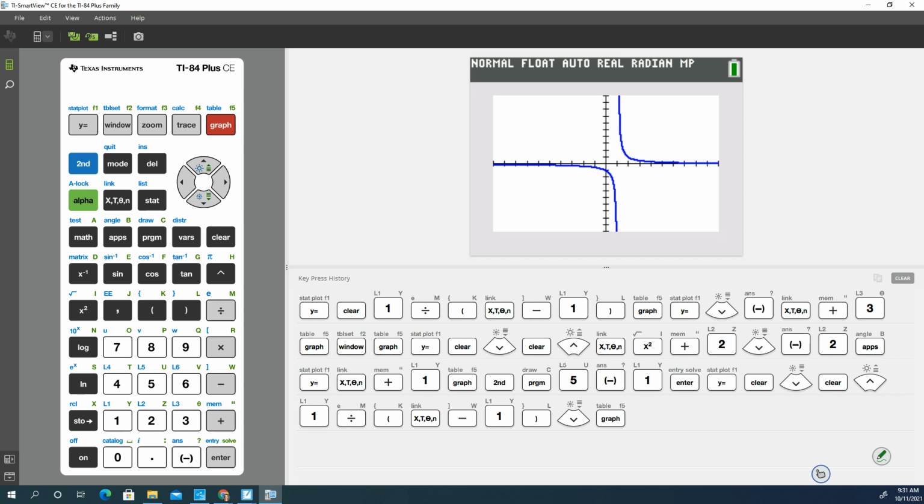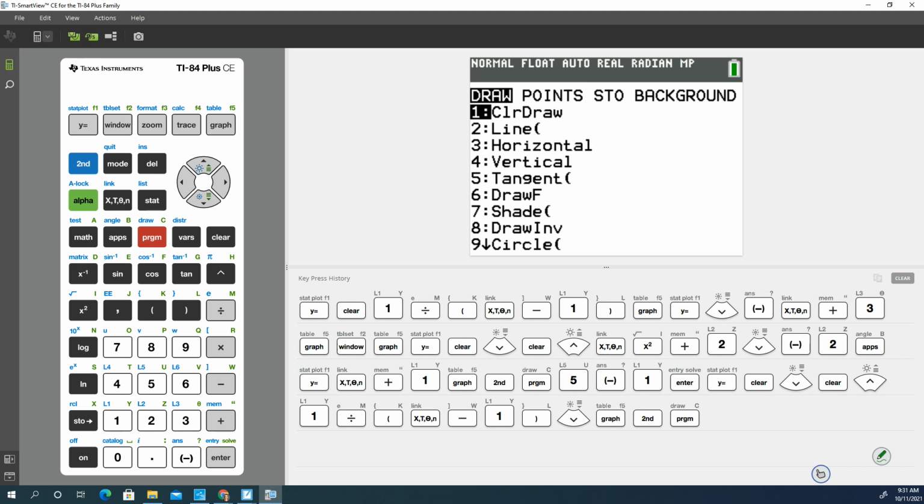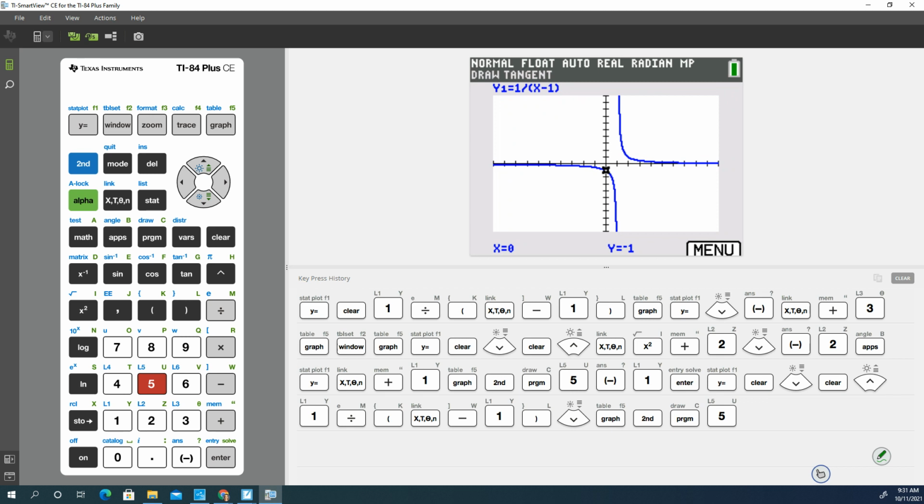We're going to hit second program. So it hits draw. We want to draw in a tangent line. So you hit 5. It should look like this. And then you're going to type in your x coordinate. So this one was at x equals 2. So you just type in 2. And again, it should kind of zoom up this window at x equals 2. Hit enter. It'll draw in your tangent line. And it comes up with the equation.